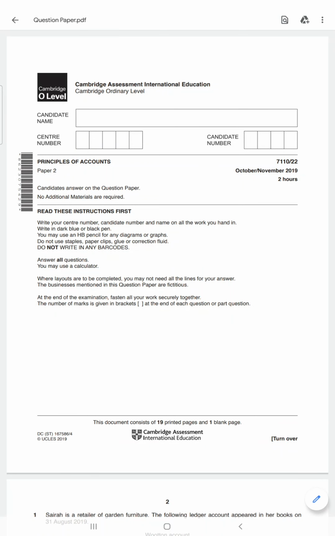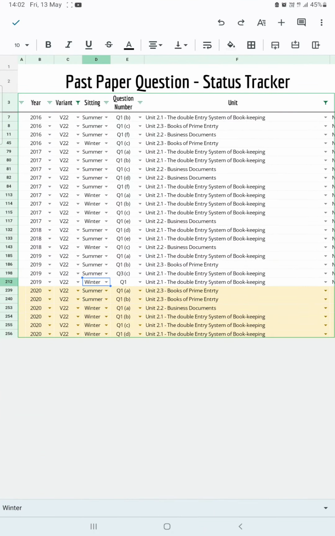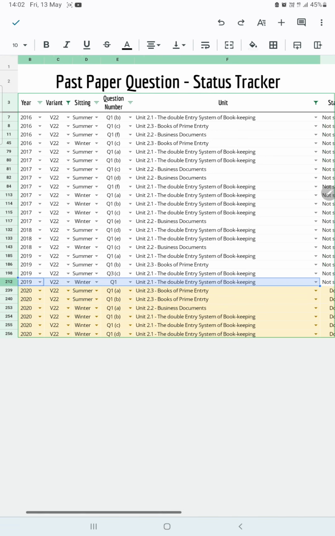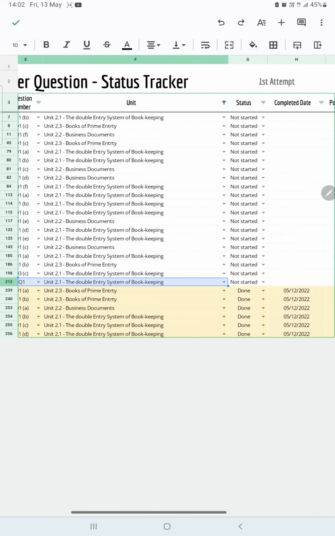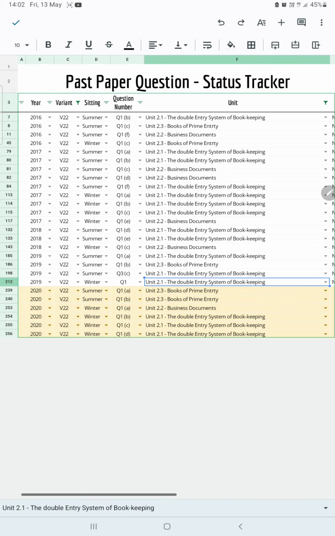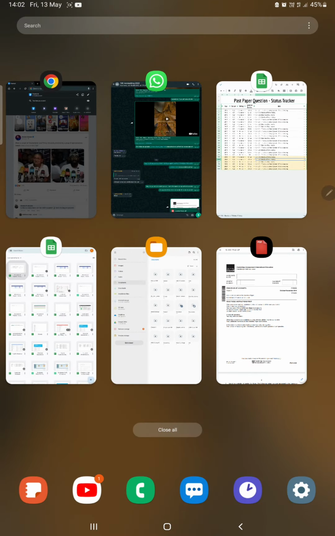Today we'll be continuing with Unit 2, the past papers pertaining to Unit 2, and the paper we're going to be doing is 2019 Variant 22 Winter Question 1. So it's the full question, it's worth 20 marks. It's testing everything from the double entry system of bookkeeping, books of prime entry, and business documents. Okay, so let's go to the paper.